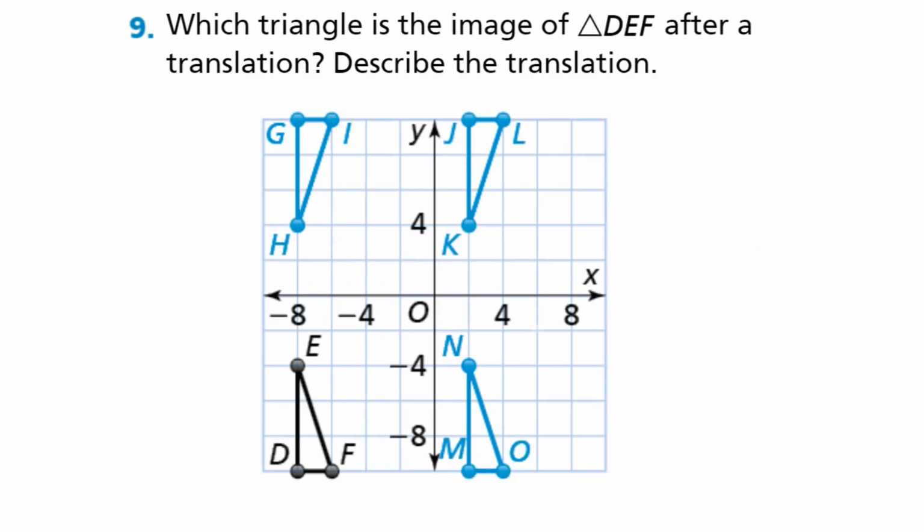In number 9, which triangle is the image of triangle DEF after a translation? Describe the translation. Well, we know that a translation means that we can move up, down, left, and right. So we are not going to pick triangle GHI because that one is upside down. Same thing with J, K, and L. It is also upside down. A translation keeps everything the same. All it does is shift up, down, left, and right. It can't be upside down, and the points can't be out of order. If we take our point E and we go to point N, we can see that it's a translation of the value of 1, 2, 3, 4, 5 units to the right.